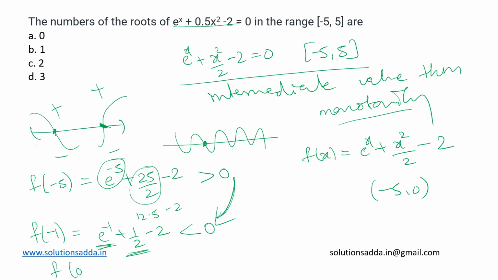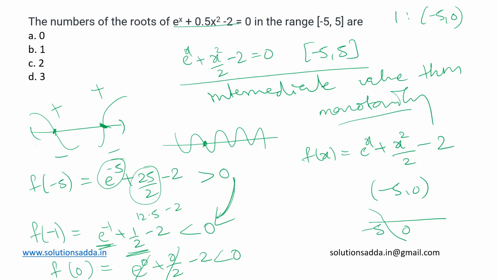We can also check for 0. The f of 0 becomes e raised to 0 plus 0 by 2 minus 2. This thing is 0, this is 1. So 1 minus 2 is -1, again this thing is negative. So this function is strictly decreasing from -5 to 0. It would have gone from positive to negative this way. So it has one root in the interval -5 to 0.